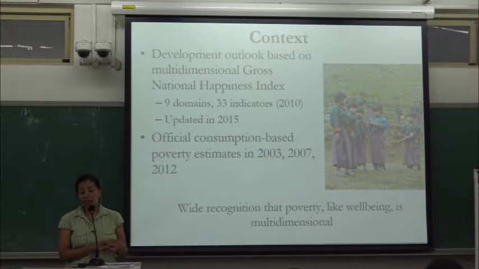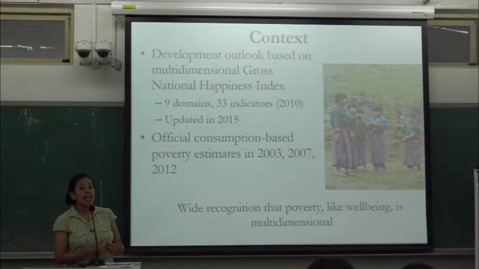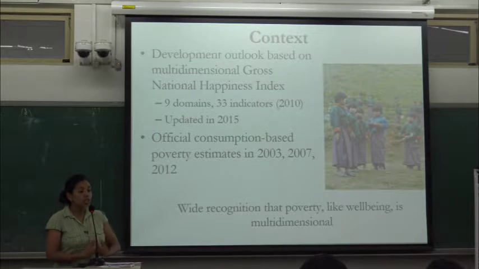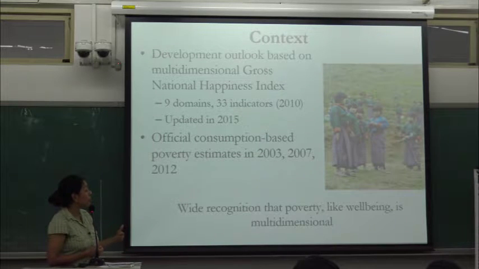The surveys also provide official consumption-based poverty estimates in 2003, 2007, and 2012. But the purpose of this measure, instead of being justified as constitutional rights based on a human rights approach, as in the case of Mexico, is the motivation of recognizing that poverty, like well-being, is multidimensional.